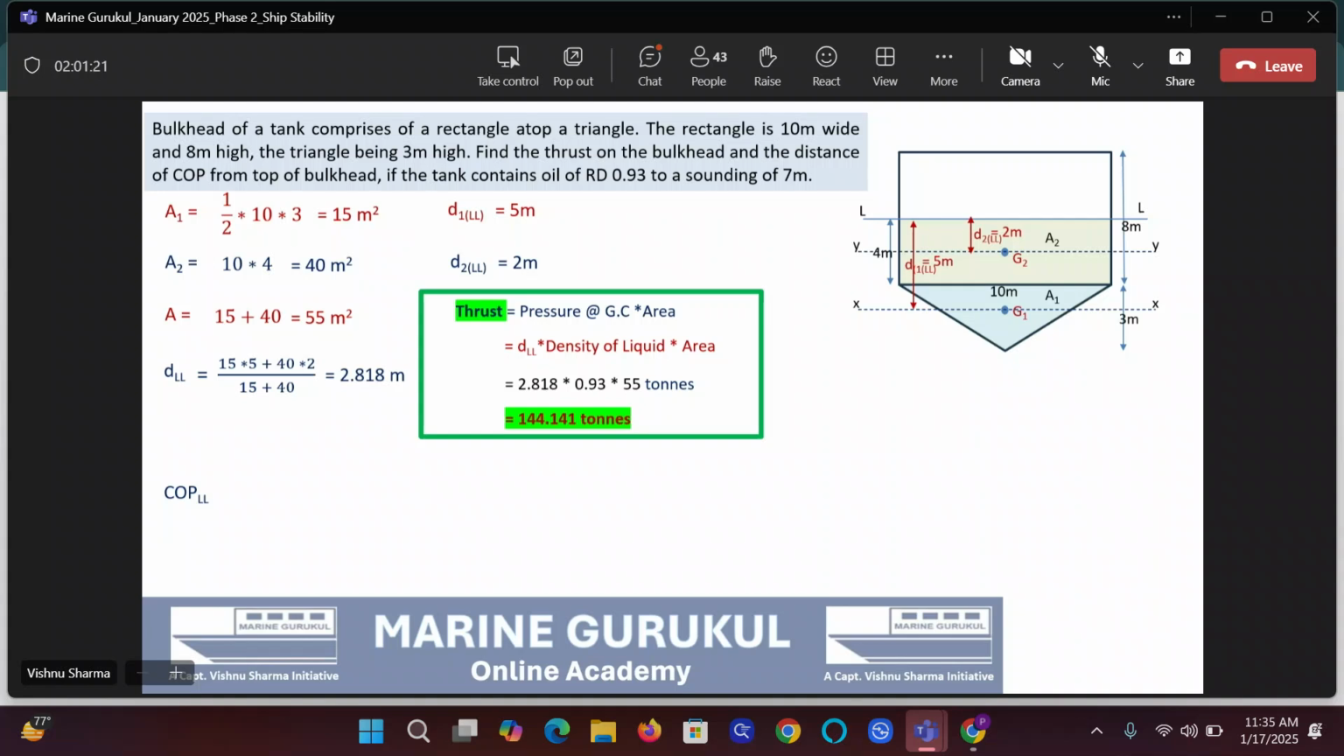COPLL will be equal to ILL upon area into DLL. You have area 55 square meters. You have DLL 2.818. The only thing is this one. Your immersed area comprises two areas, 1 and 2. So like the first moment, the moment of inertia can also be added and subtracted. So you can get I1LL, the moment of inertia of area 1 about LL, and to that you add the moment of inertia of area 2 about LL. That means you can break it like this. Understood, class? Yes or no?